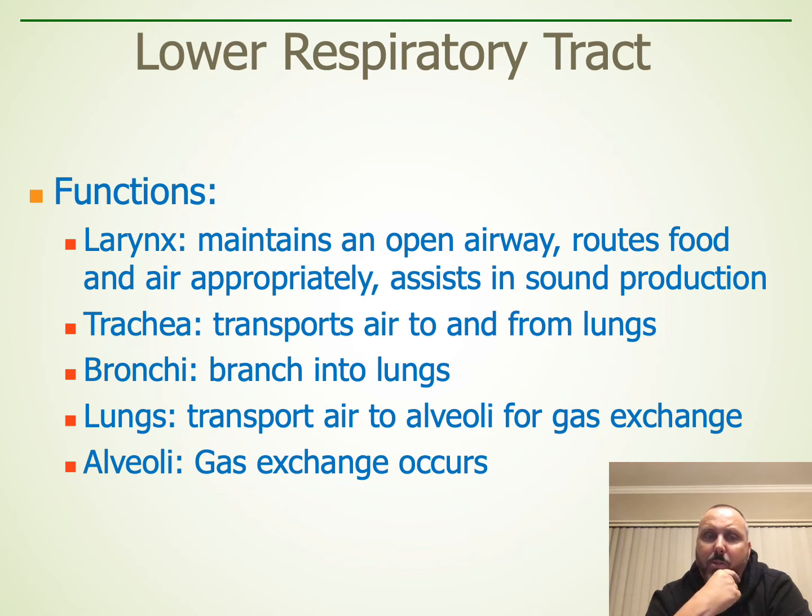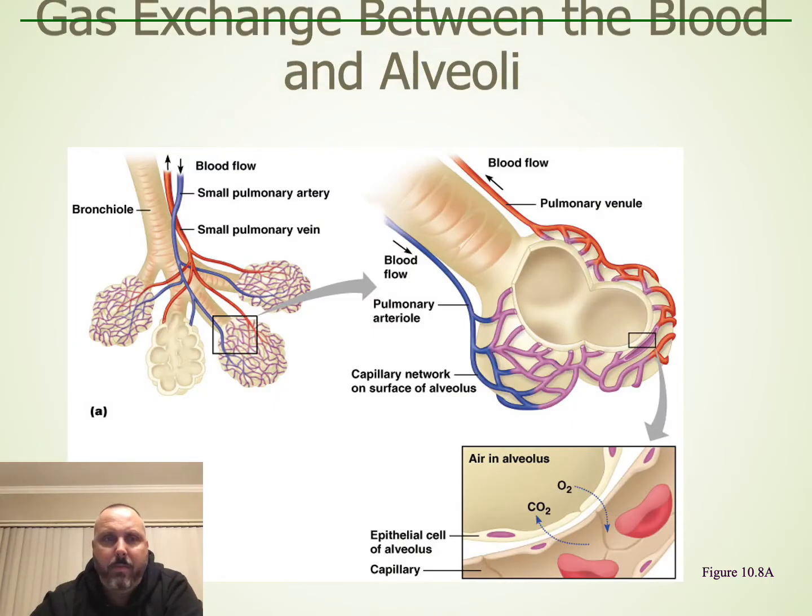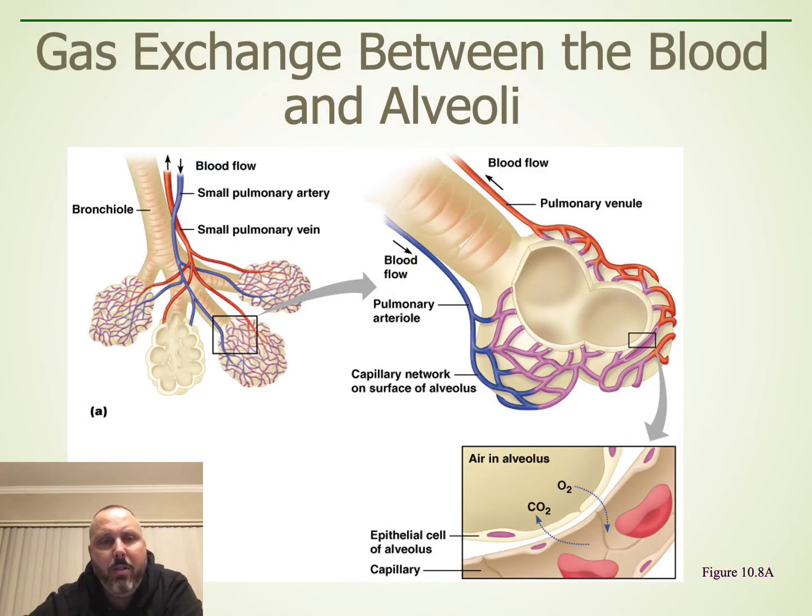The trachea transports air to and from the lungs. The bronchi take it further into the lungs. And then they transport it to the alveoli where gas exchange happens. Okay? All pretty straightforward. When we look at alveoli, people will talk about them looking like little bunches of grapes.